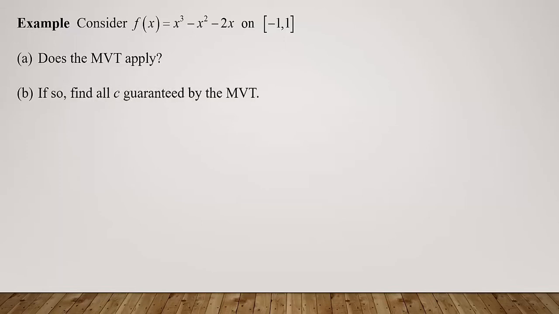So let's look at a quick example here. We're going to look at the function x cubed minus x squared minus 2x on the closed interval [-1, 1]. Part A, we're going to determine if the mean value theorem applies. And if it does, we're going to find all c that are guaranteed by the mean value theorem. So you know the drill. Write it in your notes. I'm heading off to the chalkboard to work through this example.